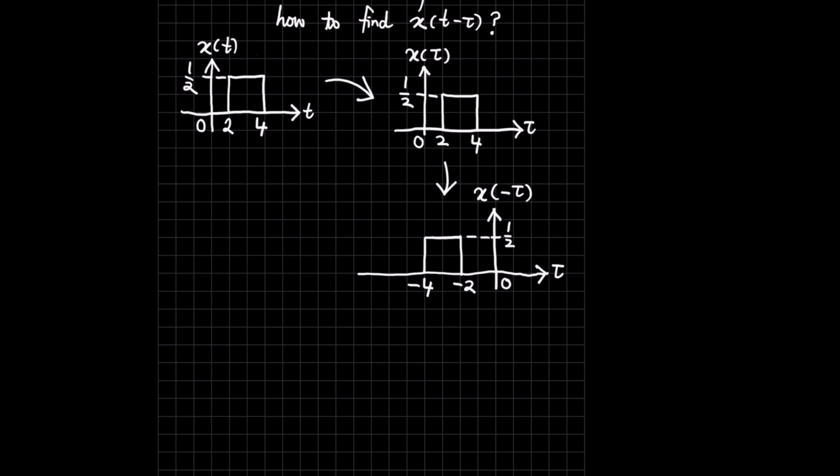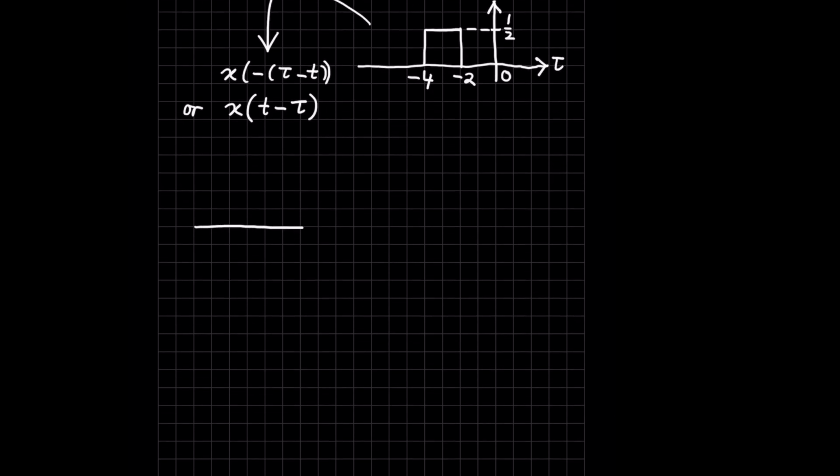So now we apply a time shift operation to the x minus tau signal. The variable for the time shift operation in this case is t, and t is a variable, which means that the value of t will vary from minus infinity to infinity. This is important. X minus tau minus t is also equal to x t minus tau.